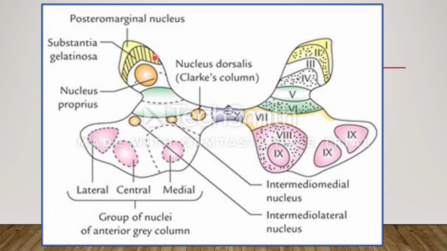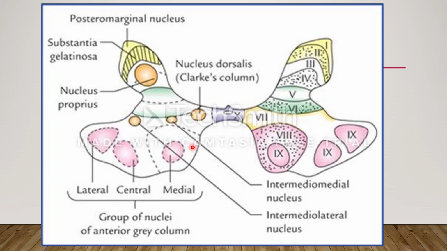First of all, the first group which you have to learn is named as substantia gelatinosa, and more distal to it, there is one nucleus which is named as posteromarginal nucleus. But remember the substantia gelatinosa. In front of the substantia gelatinosa, there is one nucleus which is named as nucleus proprius. In front of the nucleus proprius, there is one nucleus which is named as nucleus dorsalis, which is also named as Clark's column.